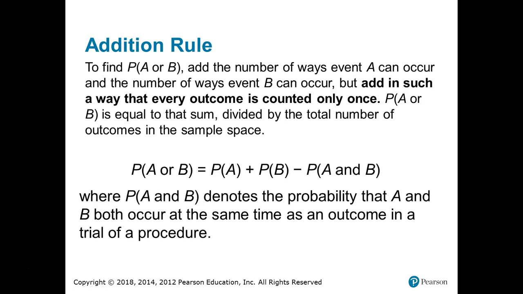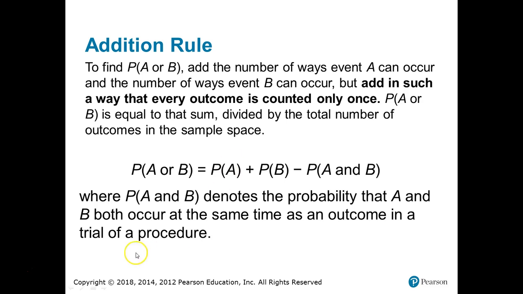To find the probability of A or B, add the number of ways event A can occur and the number of ways event B can occur, but add them in such a way that every outcome is only counted once. What do I mean by that? Well, I'm going to show you an example in a little bit, but basically you'll find that if you just add the two probabilities together, you'll actually be counting the probability of both of the events occurring twice. You can't count the same outcome more than once.